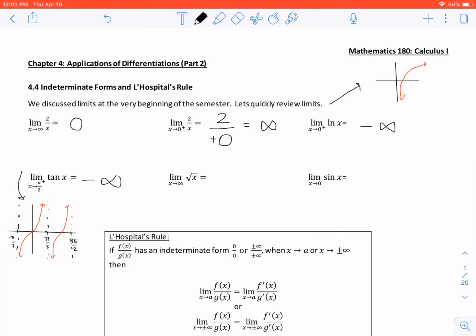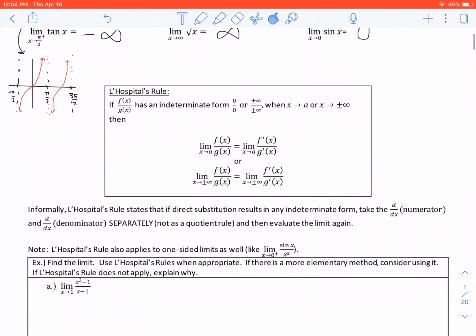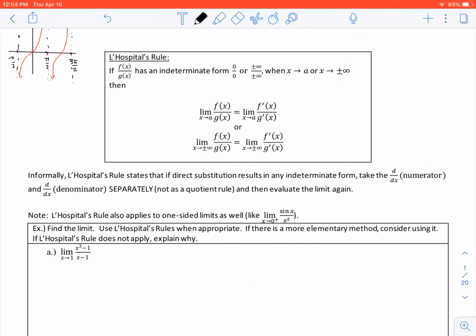The limit as x approaches infinity of the square root of x would be infinity. And then the limit as x approaches 0 of sine of x is just 0. Again, if you need to, you can look at the graph of that. So the next thing we had, and I had a few of you guys asking about this earlier in the semester, about L'Hopital's rule, and when I said we can't use it yet, we haven't learned it. So now we're actually learning it.